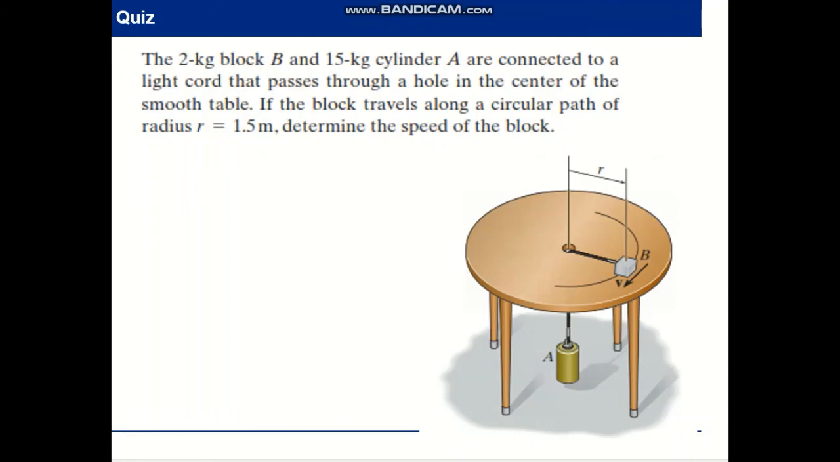Okay, here is your quiz. We have a 2 kilogram block B and a 15 kilogram cylinder at the bottom of the table, connected to a light cord that passes through a hole in the center of the smooth table. If the block travels along a circular path of radius 1.5 meter, determine the speed of the block. So we are going to find the speed of this block if we have a 15 kilogram cylinder and a 2 kilogram block. Try to find it and send it to our box. All right.